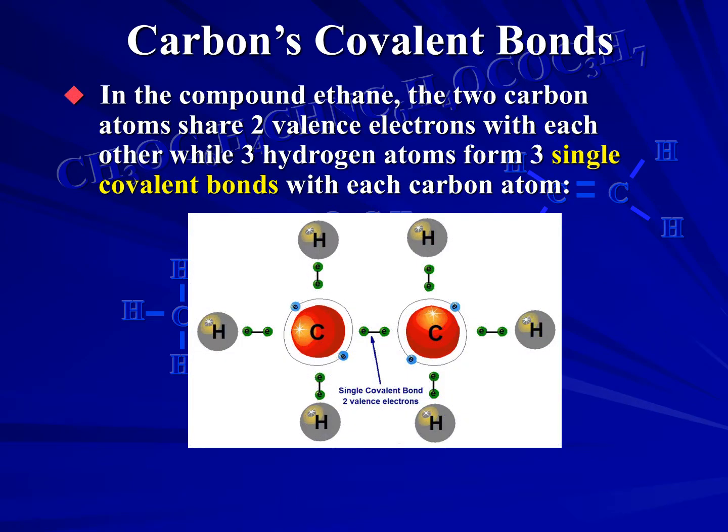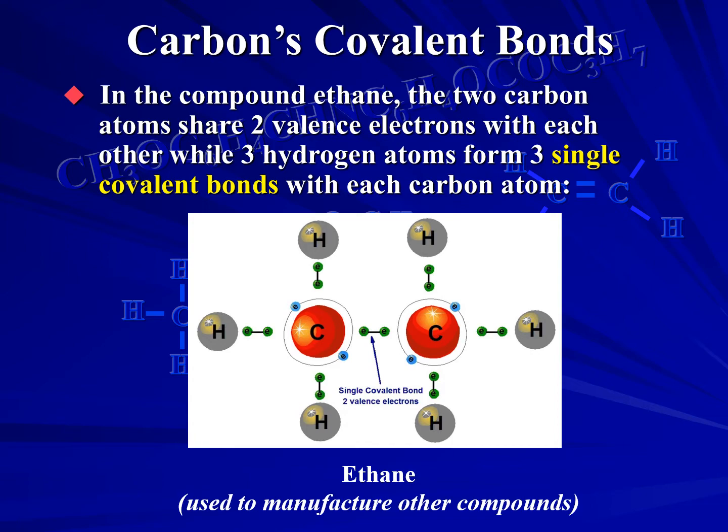The 2 carbon atoms in ethane share 2 valence electrons with each other, while 3 hydrogen atoms form 3 single covalent bonds with each carbon atom as shown in this diagram. Ethane is a gas at room temperature and is an important compound that is used to manufacture other compounds.